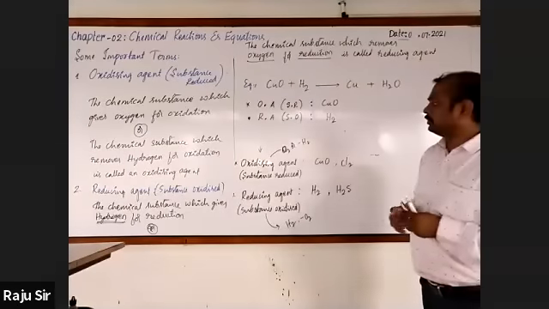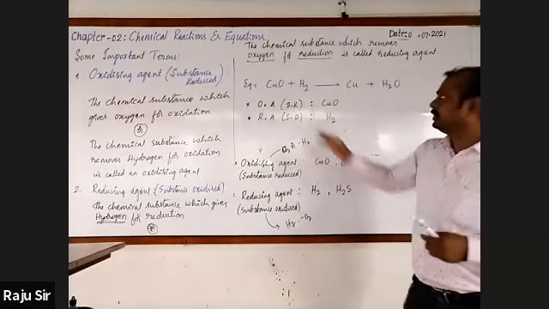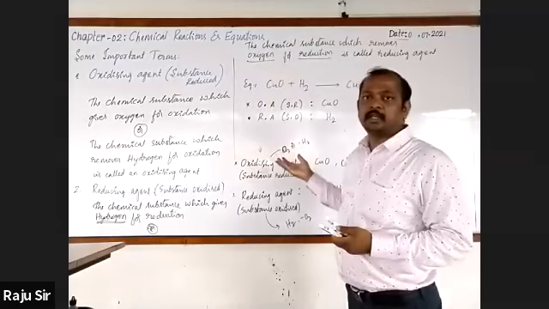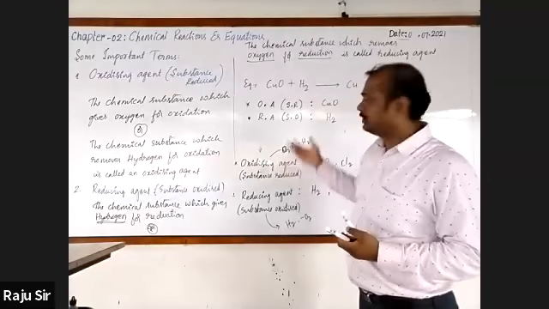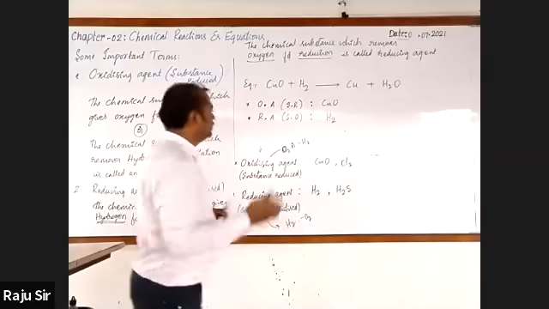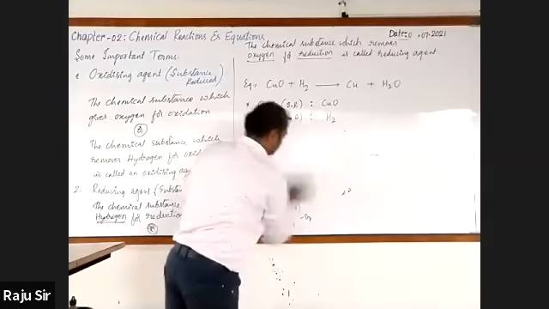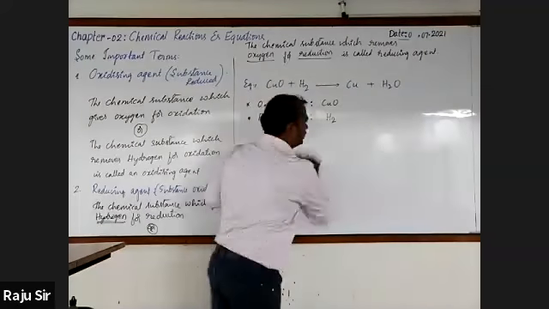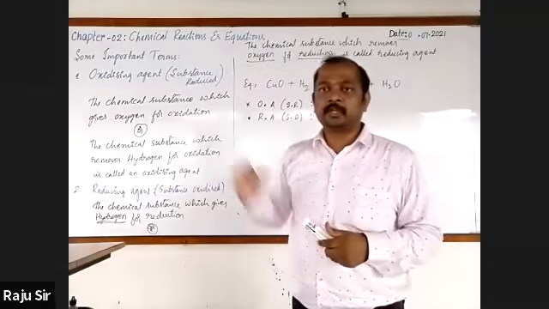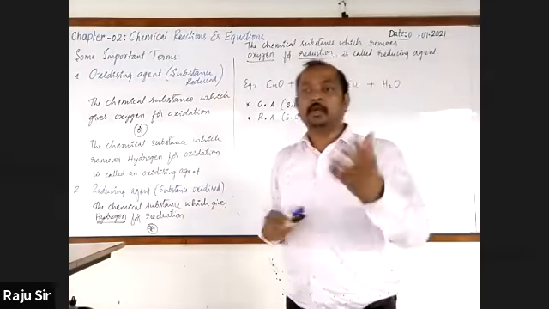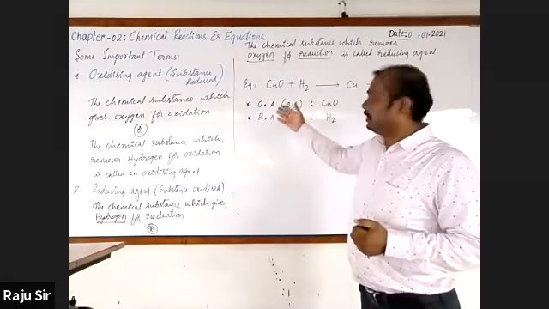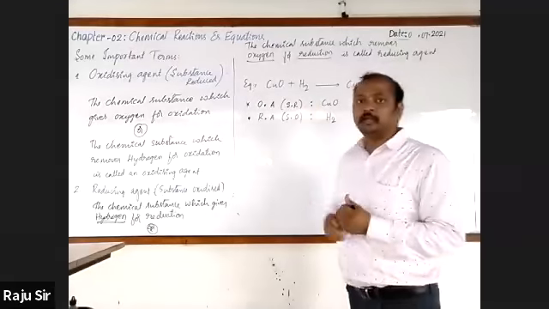Even yesterday I told you to remember this in the simplest way. If a compound has oxygen, this is oxidizing agent. If it has hydrogen, this is reducing agent. Remember like this. It will be easier. Now I'll take a few chemical reactions with respect to redox reaction. You are going to identify substance oxidized as well as oxidizing agent and reducing agent.